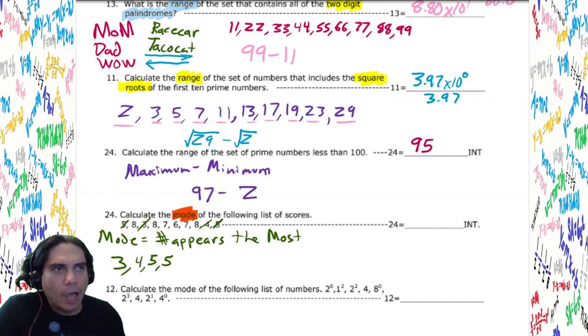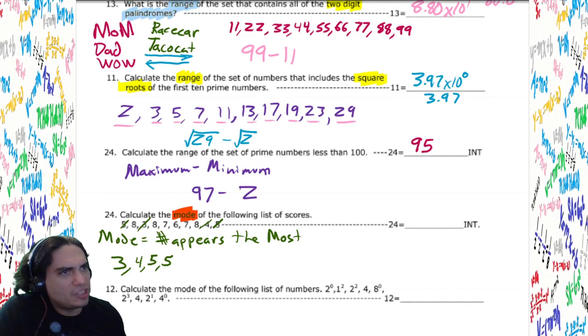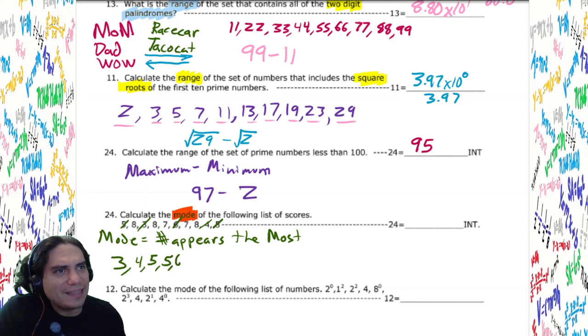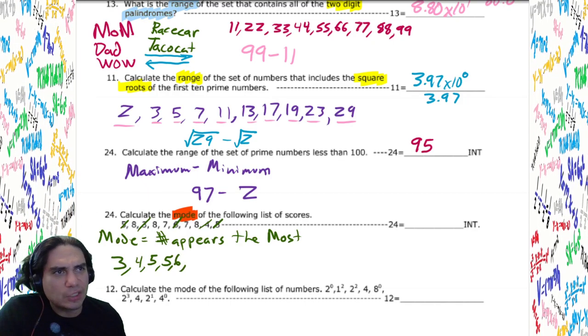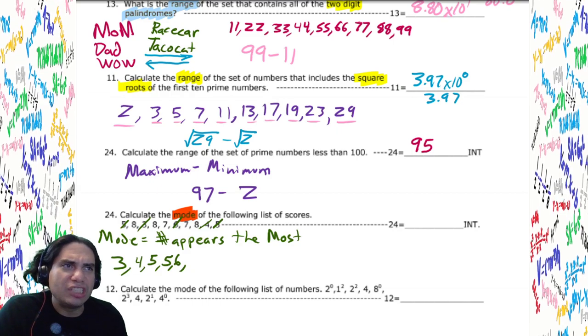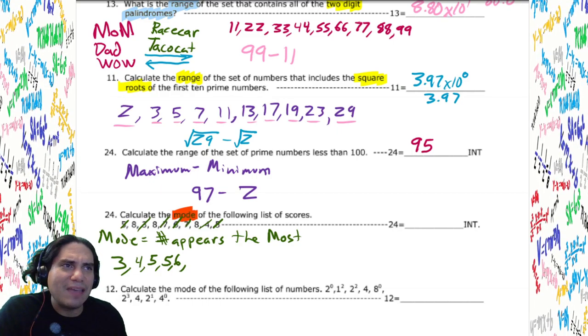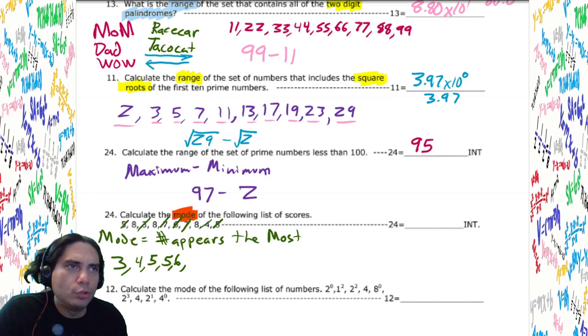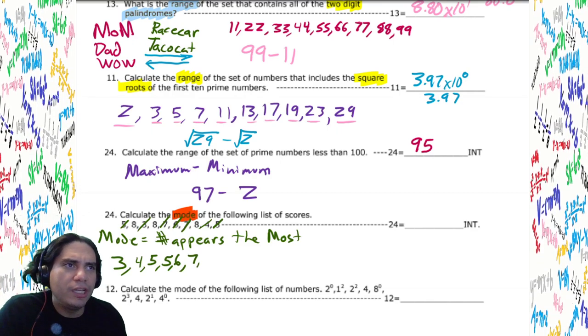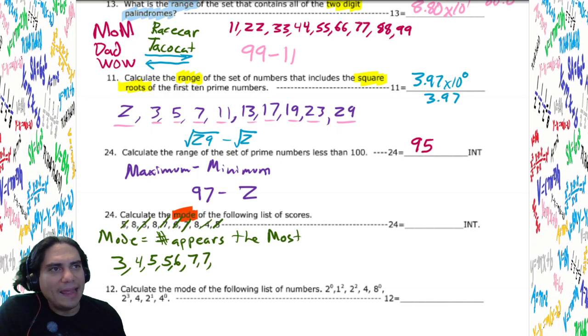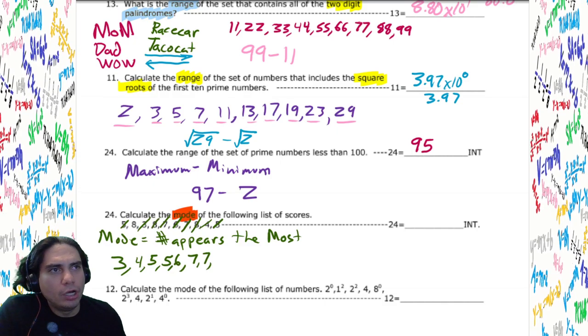So let's keep it going. After the 5 is number 6. So let's put down that 6 right there. But there's only 1 6, so 5 is still leading it. After 6, it looks like it's 7. I got 1. I got 2 7s right there. 1, 2. And then last but not least, I look at 8. I got 1. I got 2.